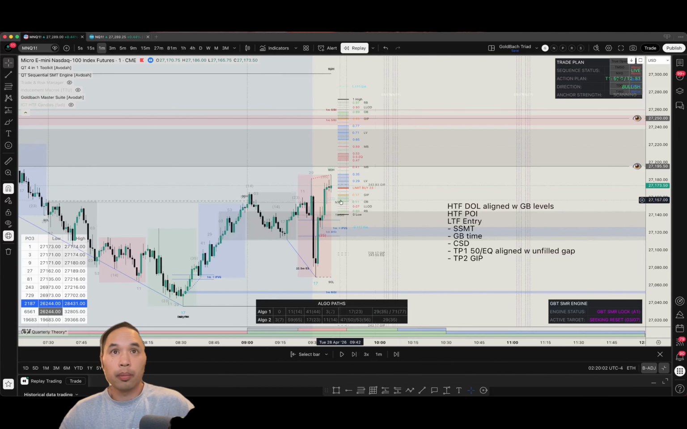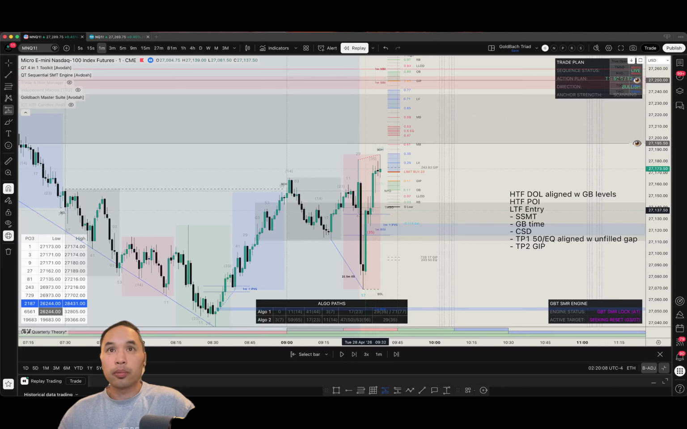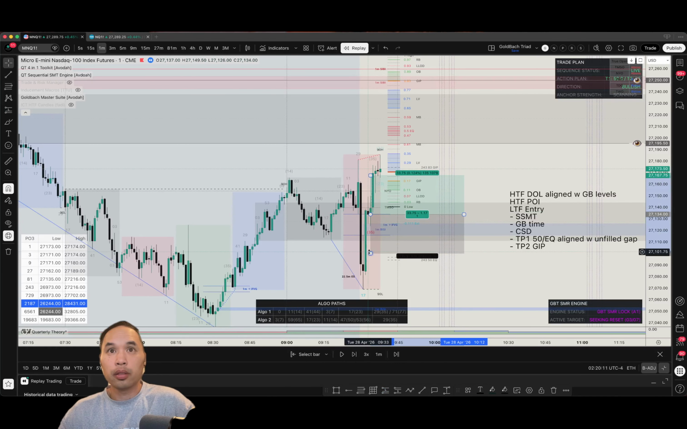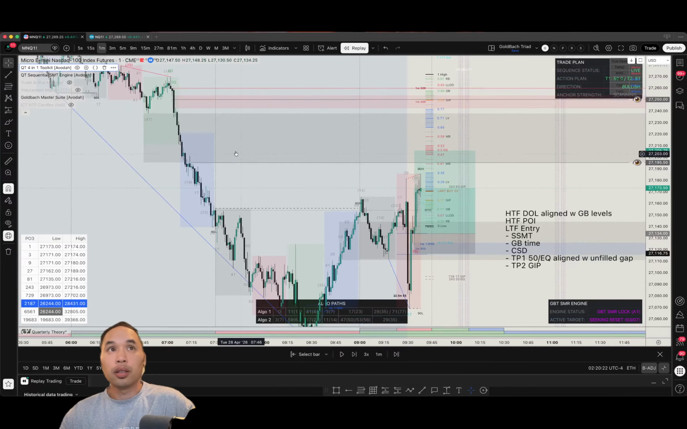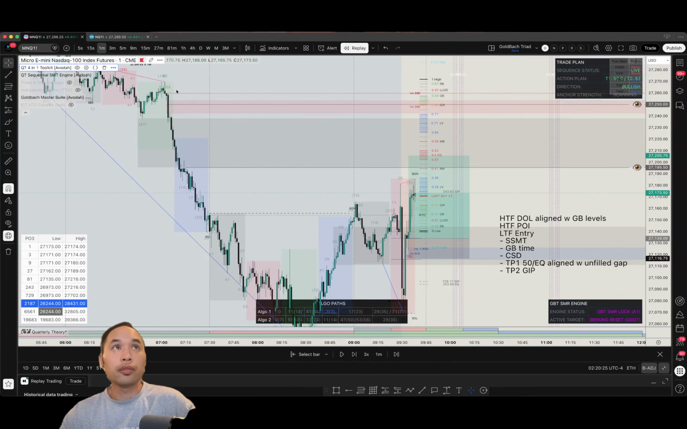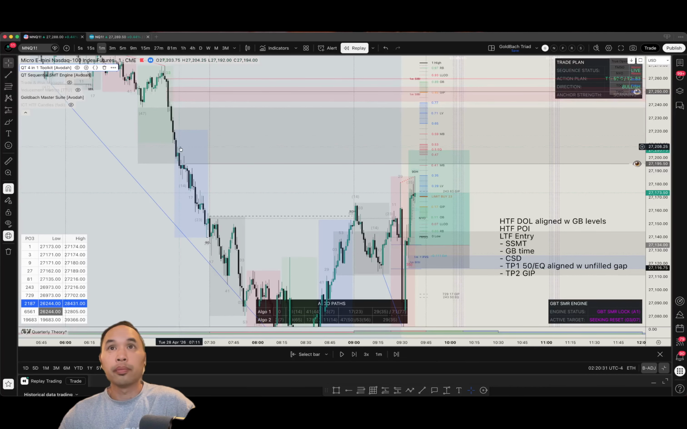In this case, the long that I took this morning got in somewhere around here. Stop was at this gap, and my first TP was 50% EQ. It also aligned with the unmitigated gap of that 5 minute, I believe. It doesn't exactly align with EQ here, but there's a little CP right here, and the 208 level aligns with 50%.